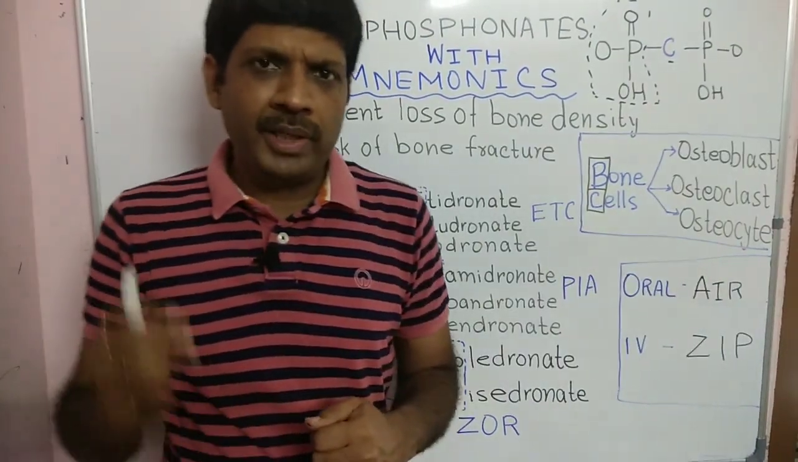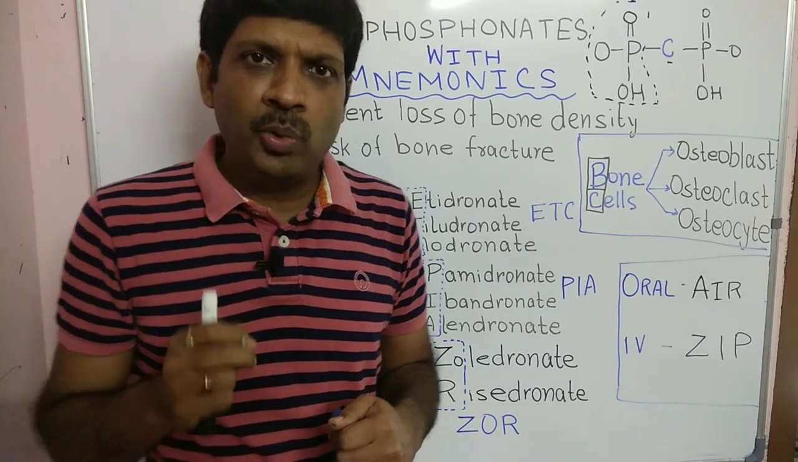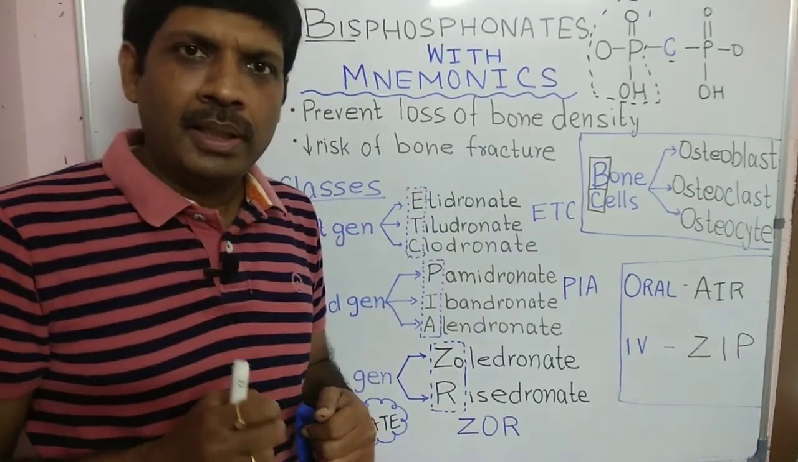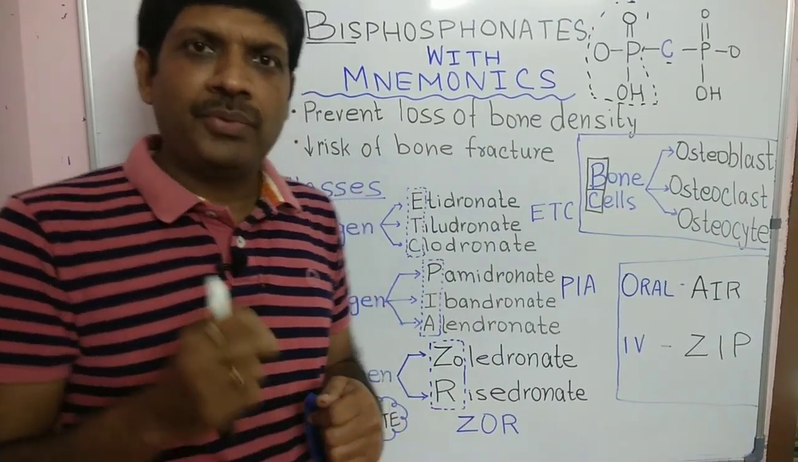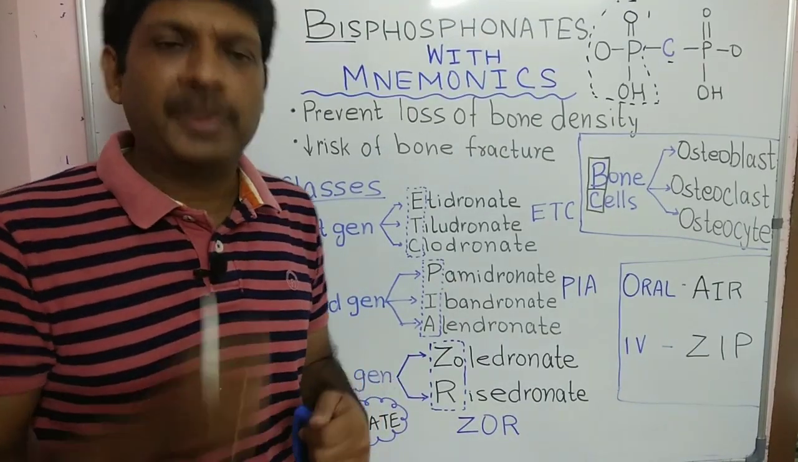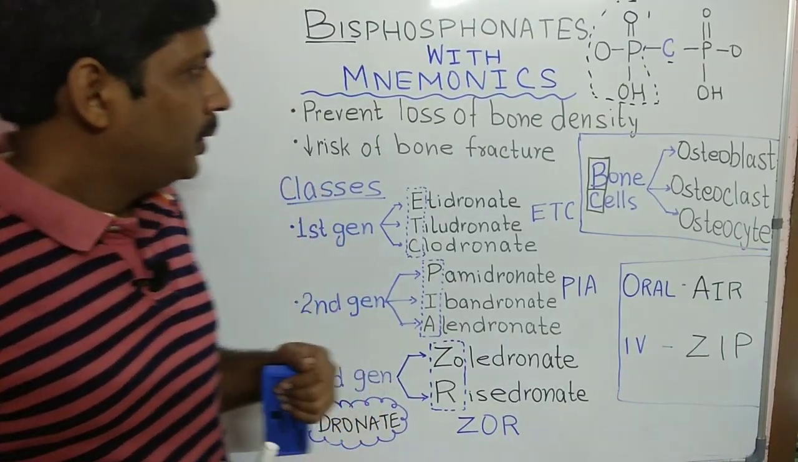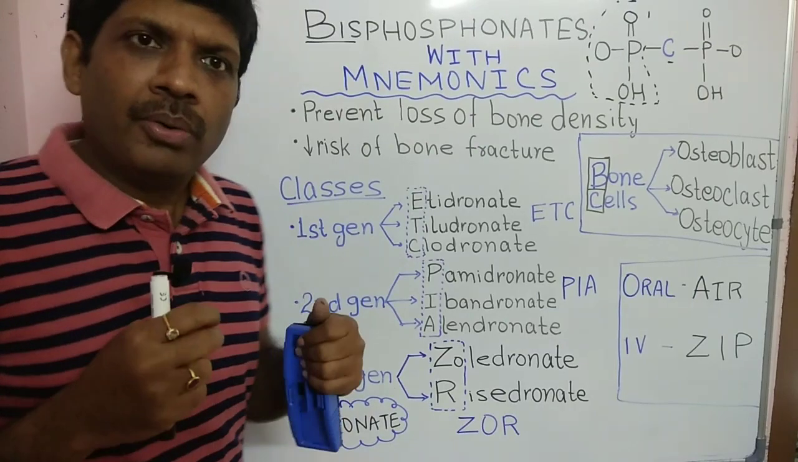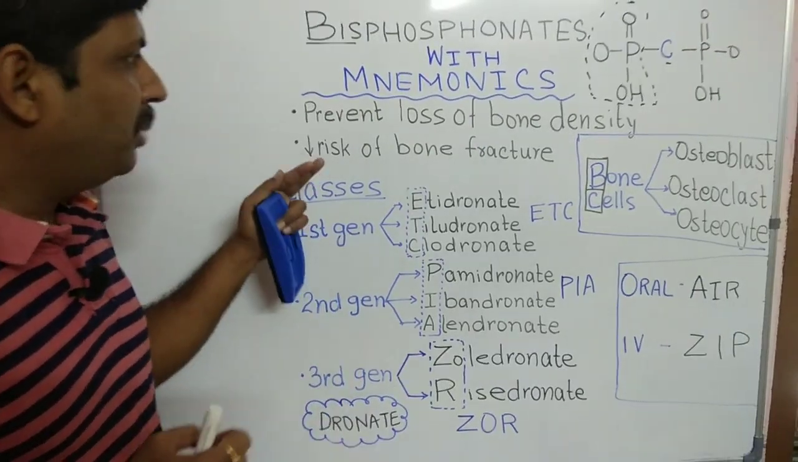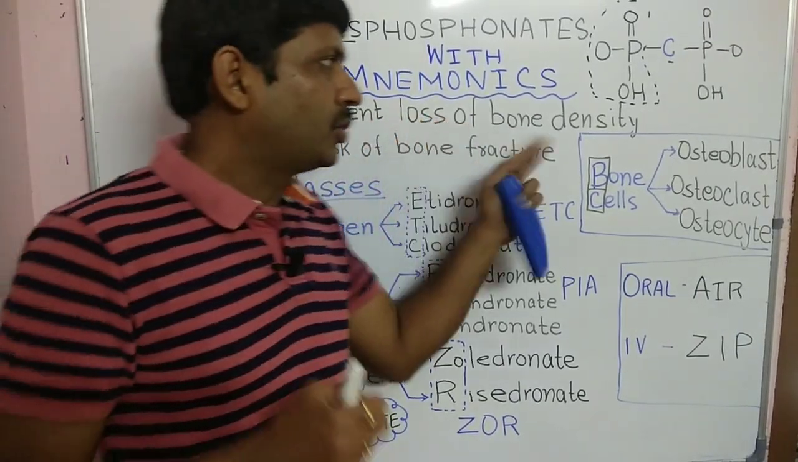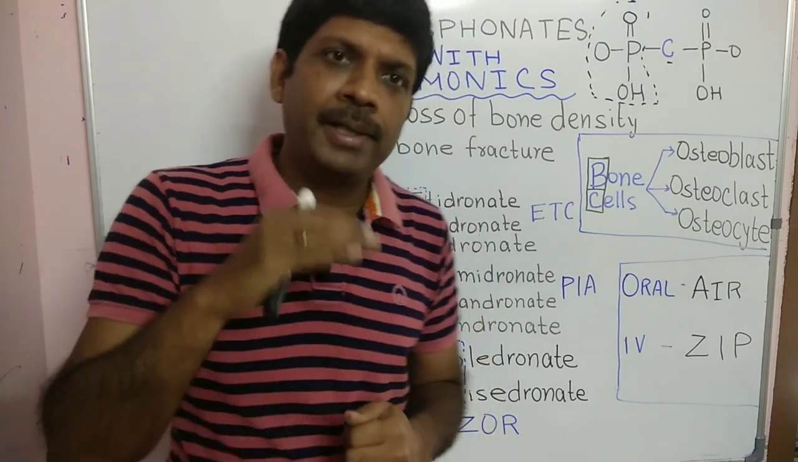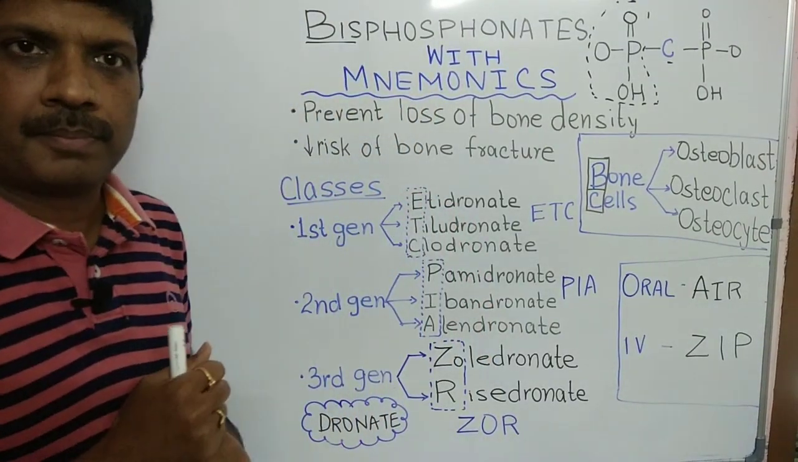I'll give you some very interesting mnemonics to help you remember the example of drugs which come under different groups of bisphosphonate. So where do we give it? We give bisphosphonate to prevent loss of bone density, and it reduces the risk of bone fracture.